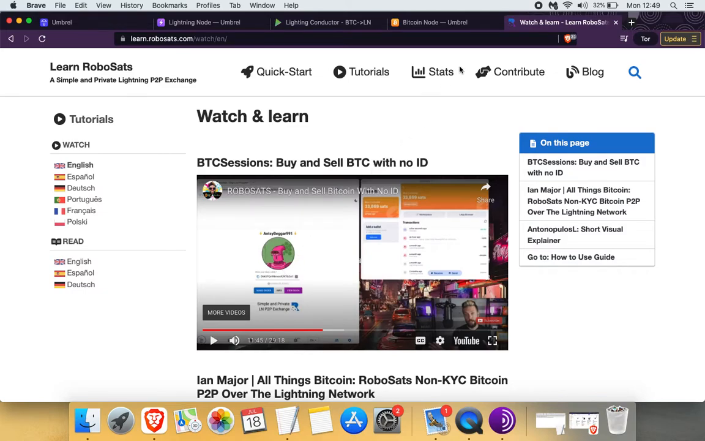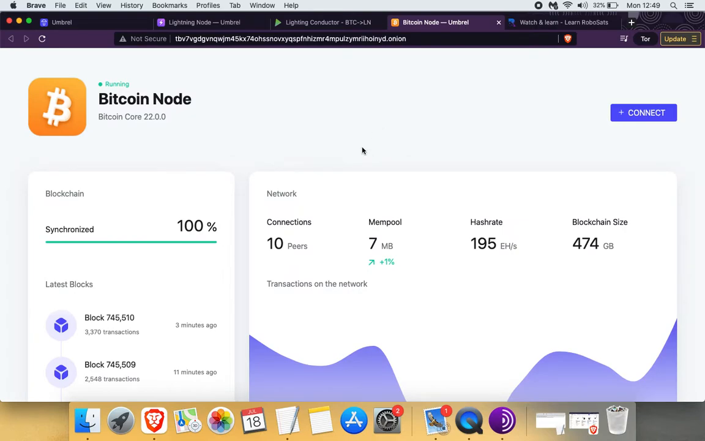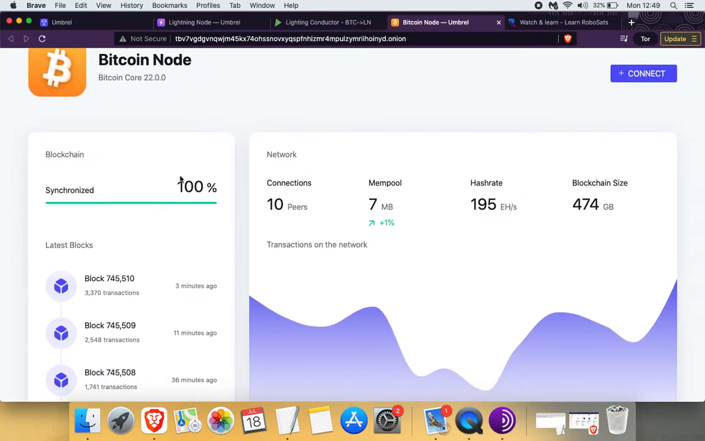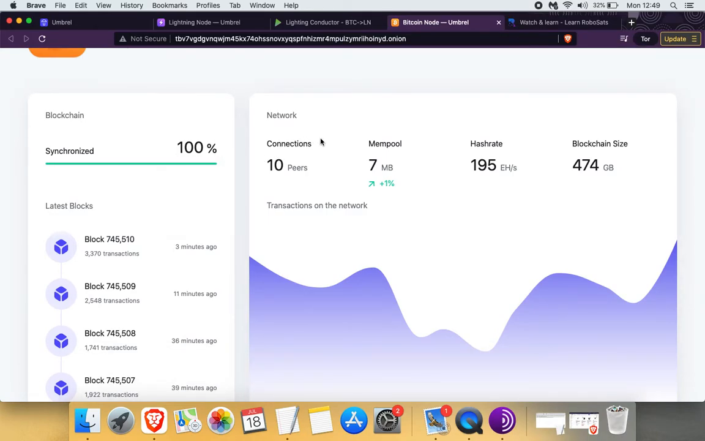And I wanna keep you guys updated on the Bitcoin node. The Bitcoin node is still up and running. It's at 100% synced to the network, and I currently have 10 peers connected, and the mempool is at 7 megabytes, and the hash rate is at 195, and then we have the blockchain size at 474 gigabytes. So really good.